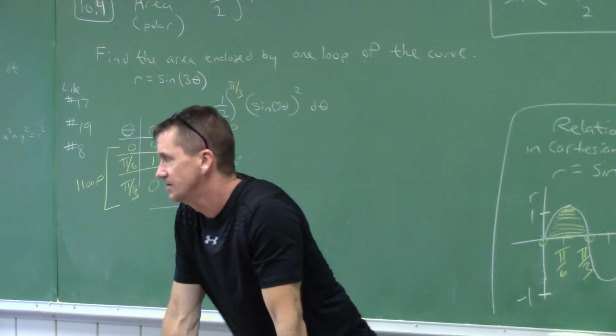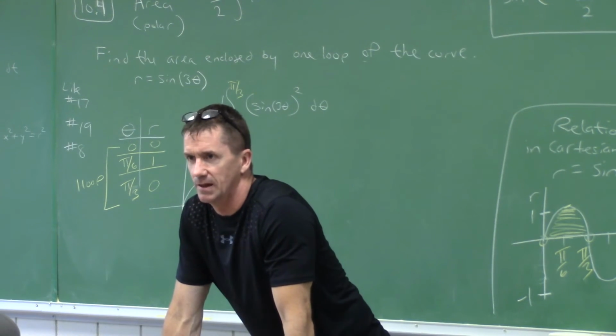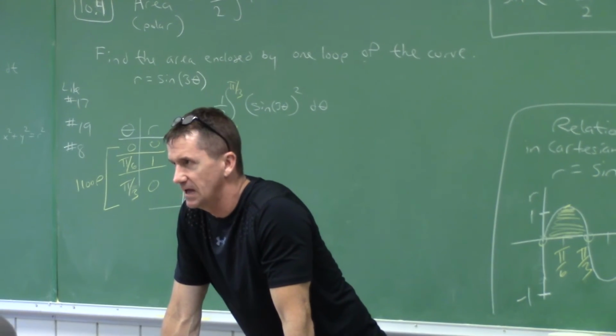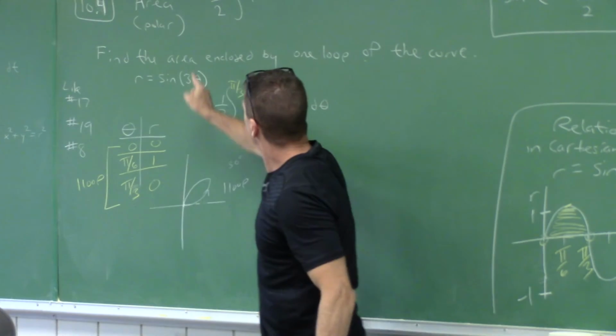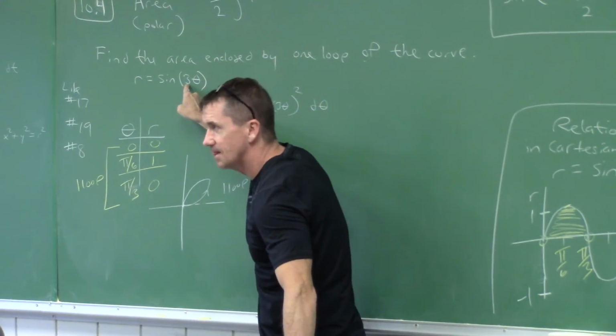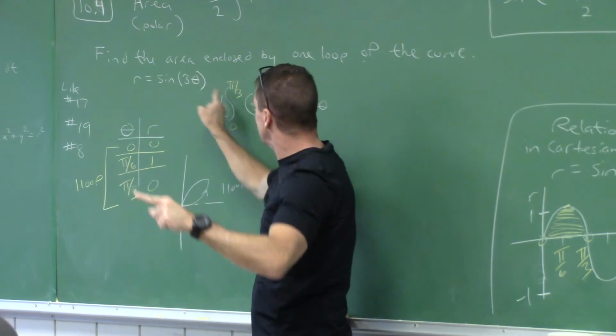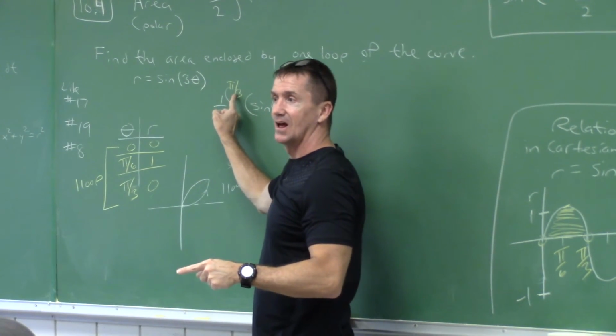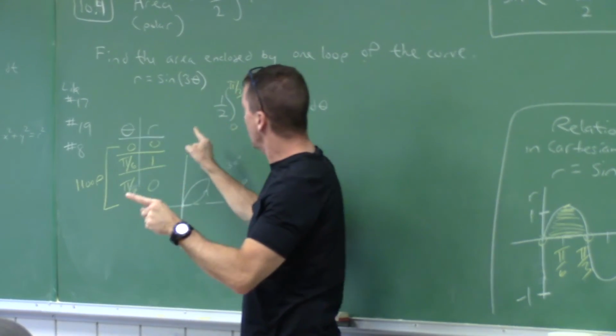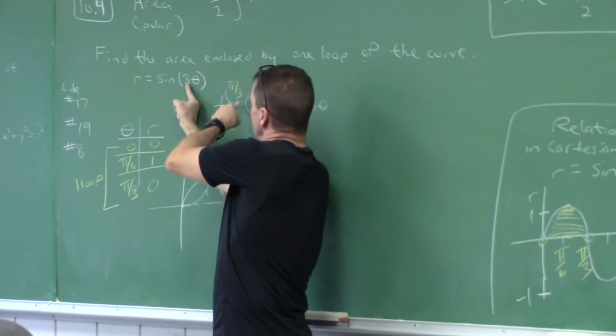Cool. Hey, can we talk about shortcuts and patterns? Have you noticed something? What's that number right there? Odd. Well, not only is it odd, it's a 3. And what's that number right there? A 3. Isn't that interesting? Guess what would have happened if that was a 2? That'd be pi over 2.